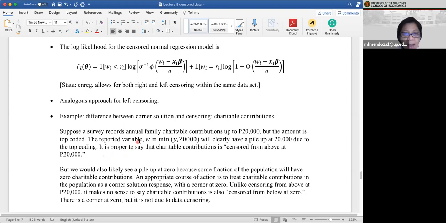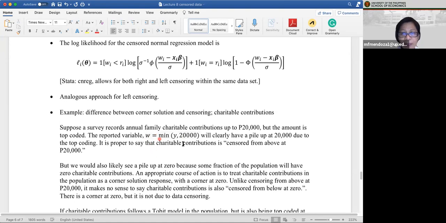Say for the survey, the charitable contributions are top coded at 20,000 a year. So even if you give more than 20,000, if you give 100,000 that year, what would be recorded would still be 20,000, because you would get the minimum of 100,000 and 20,000. The minimum is 20,000.